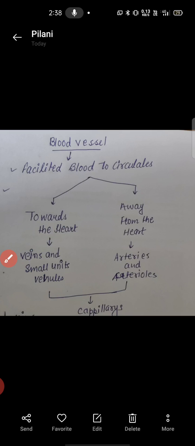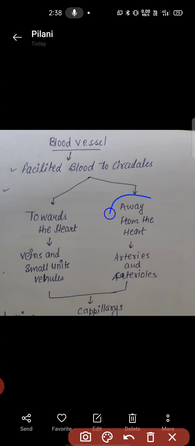Another type of blood vessel carries blood away from the heart, known as arteries and arterioles. There is some exception: not all arteries carry blood away from the heart, such as the pulmonary artery, which puts the blood into the heart. So arteries and arterioles take blood away from the heart.